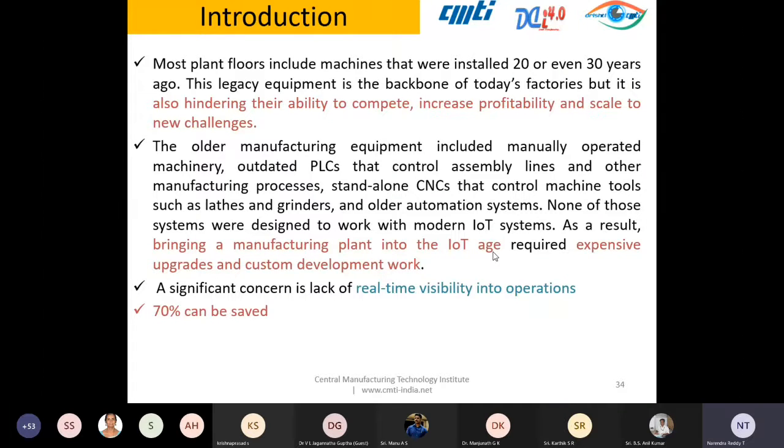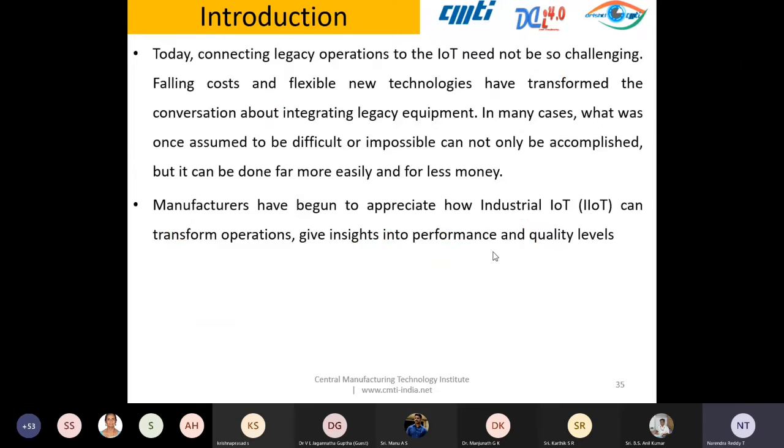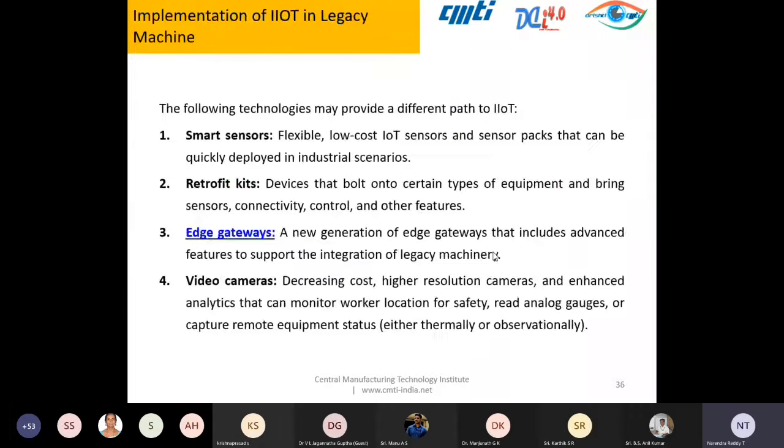Even though it is a challenge, we have to thank the speed of developments happening in electronics and software programming. The cost of the sensors and the cost of the edge devices, embedded boards I'm talking about, you are getting at prices below 1,000. Because of this, you can make these legacy machines smart. How to make that? There are only 4 techniques.